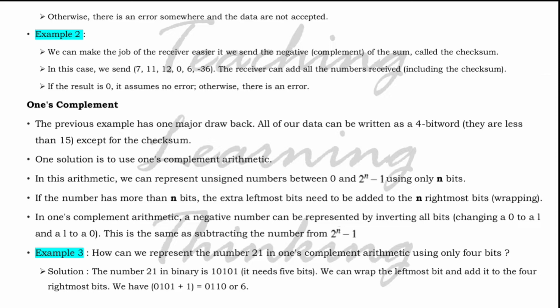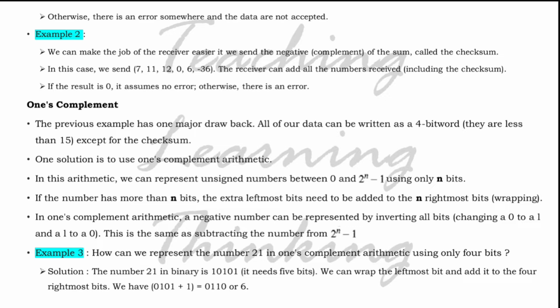So this is the same as subtracting the number from 2 raised to n minus 1. So ones complement means that we are changing the ones into 0 and zeros into 1. So how can we represent the number 21 in ones complement arithmetic using only 4 bits?